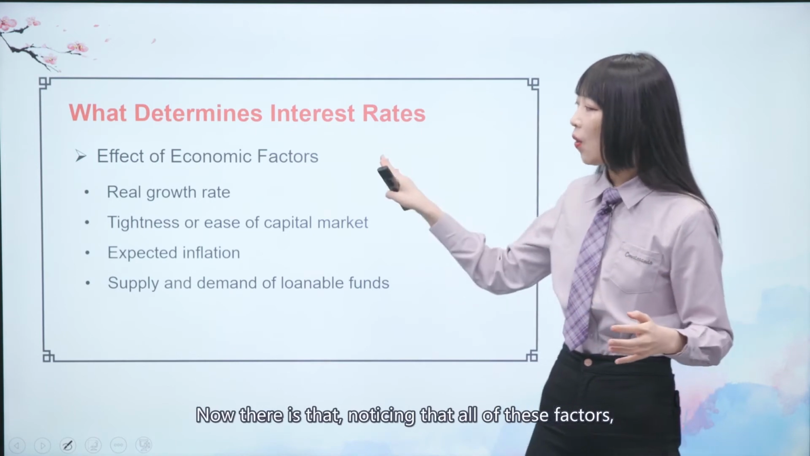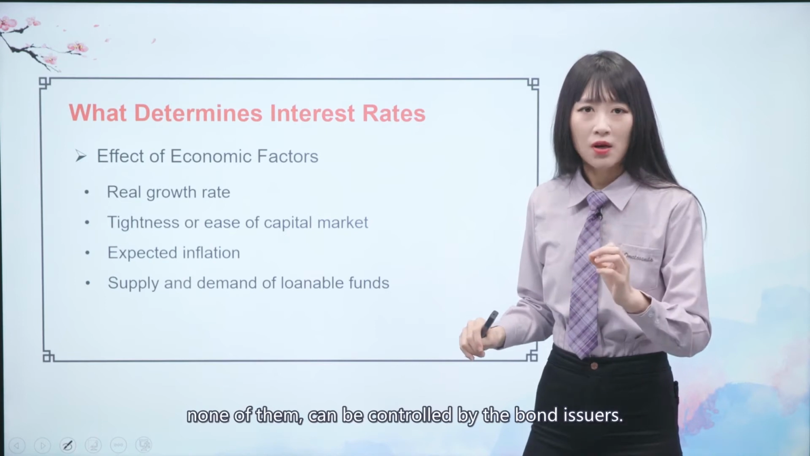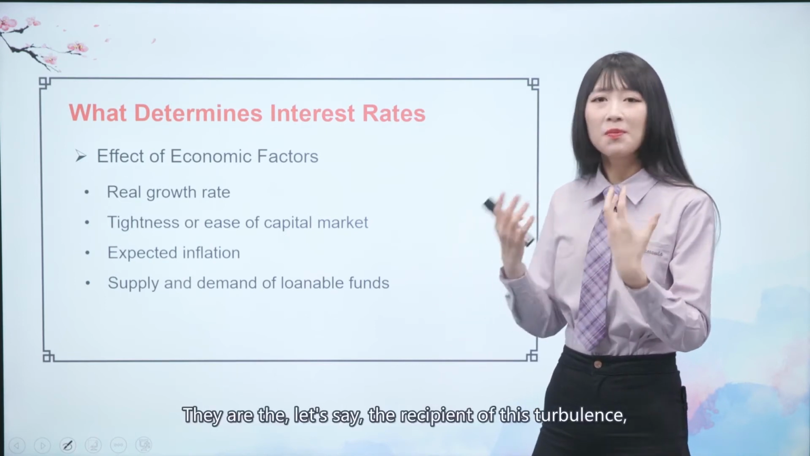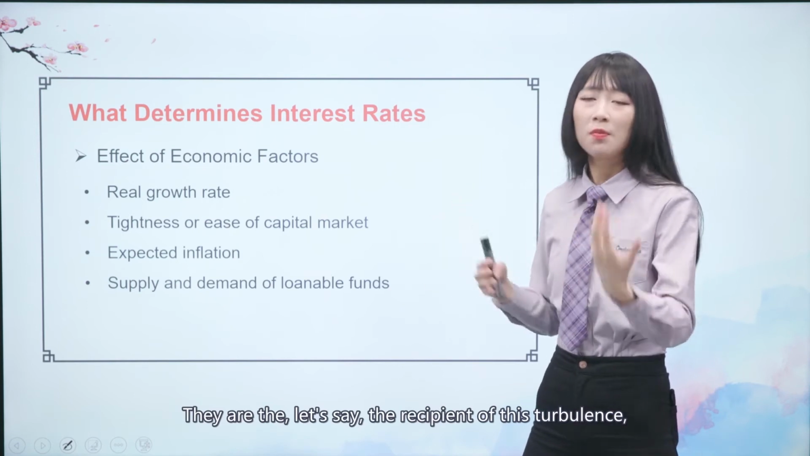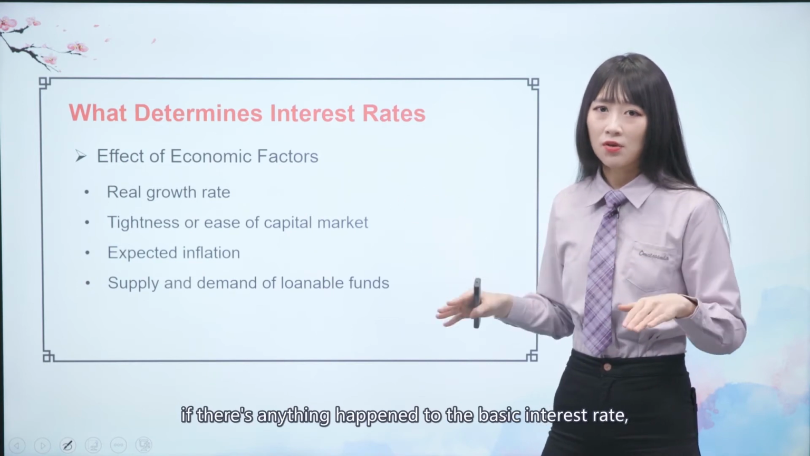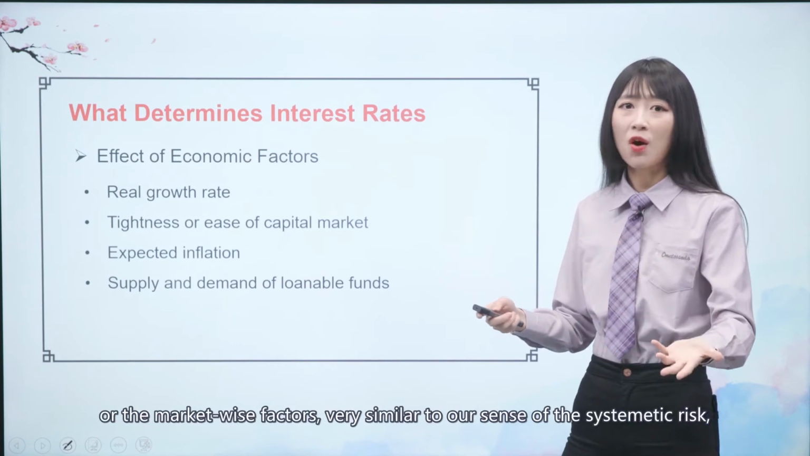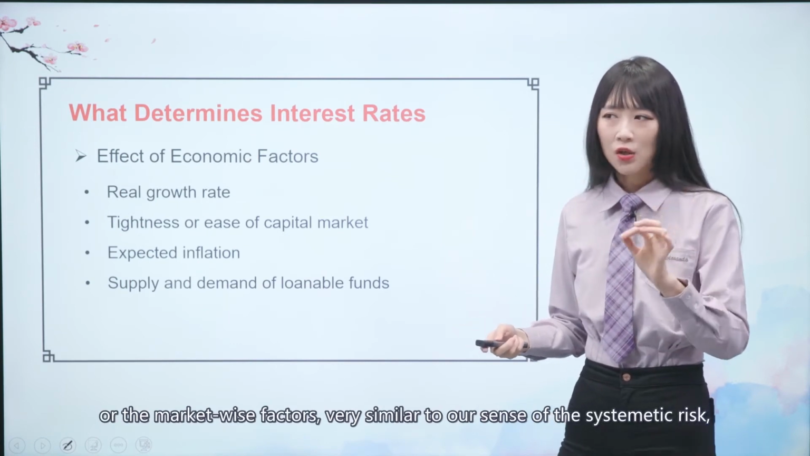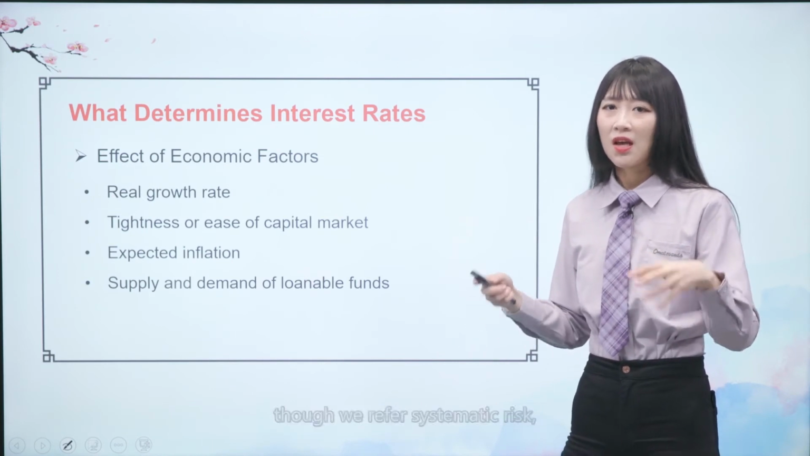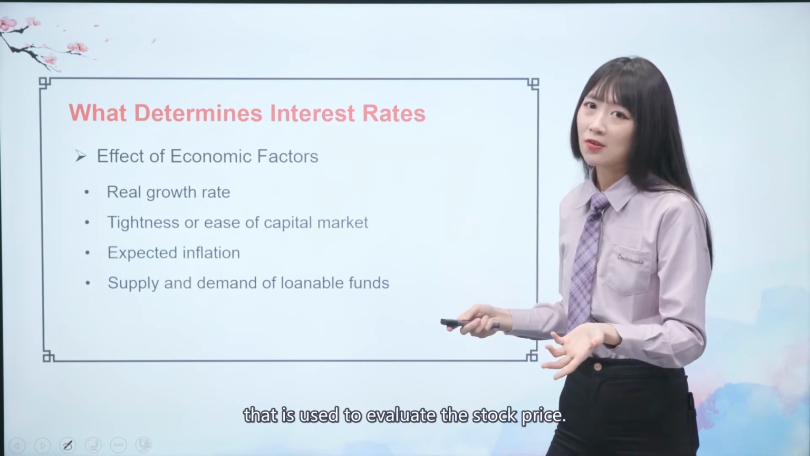Notice that none of these factors can be controlled by the bond issuers. They are, let's say, the recipient of this turbulence if anything happens to the basic interest rate. It is led by the outside factors or the market-wide factors. So it is very similar to our sense of systematic risk, as we refer to systematic risk in modern portfolio theory, which is used to evaluate the stock price.